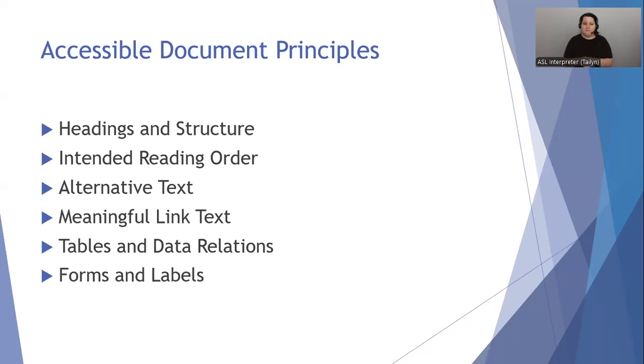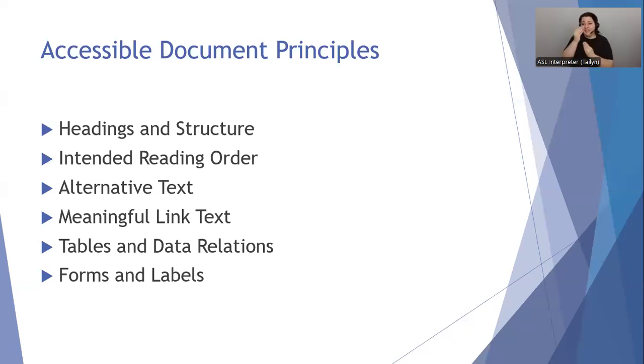So the first one is headings and structure. Making sure that we have very clear distinction of our headings and that they function as headings, that we have an intended reading order, so making sure you set up your document so that it reads the way you intend a user to read it to assistive technology.